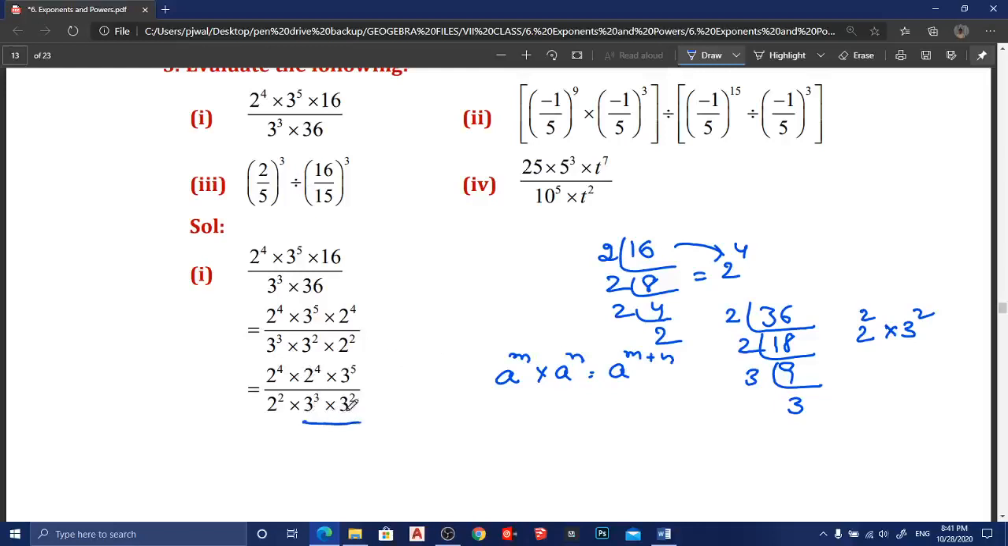Here also a to the power of m into a to the power of n. Here also a to the power of m into a to the power of n. That m and n may be equal also, but you can use this formula for this and this also. Okay, now by applying this formula, 2 to the power of 4 plus 4 you will get here. How much you will get? 2 to the power of 4 plus 4 into 3 to the power of 5 here. Here this is 2 square only, into here this you can write 3 to the power of 3 plus 2. Okay, now it is 2 to the power of 8 into 3 to the power of 5.